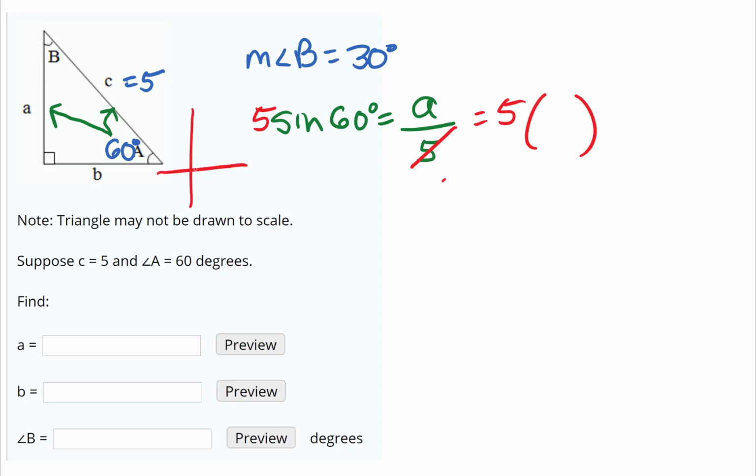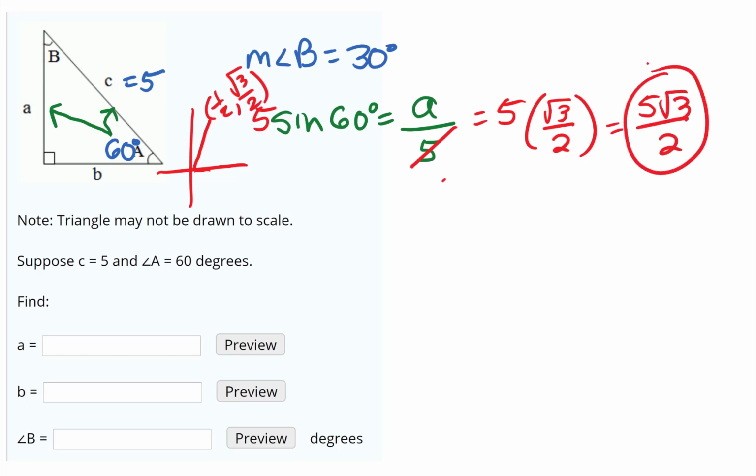Now, thinking of the unit circle, 60 degrees is right here, littler x, bigger y. So this is going to be square root 3 over 2, the y value here. This is 1/2 and square root 3 over 2. All right, so I'm just going to leave the answer like that. I should leave it in exact form. And so the answer is 5 square roots of 3 over 2.